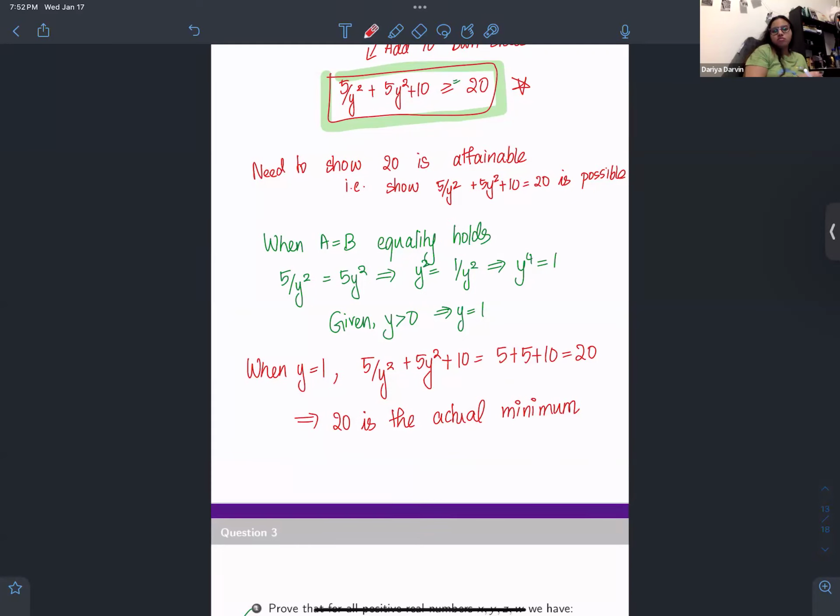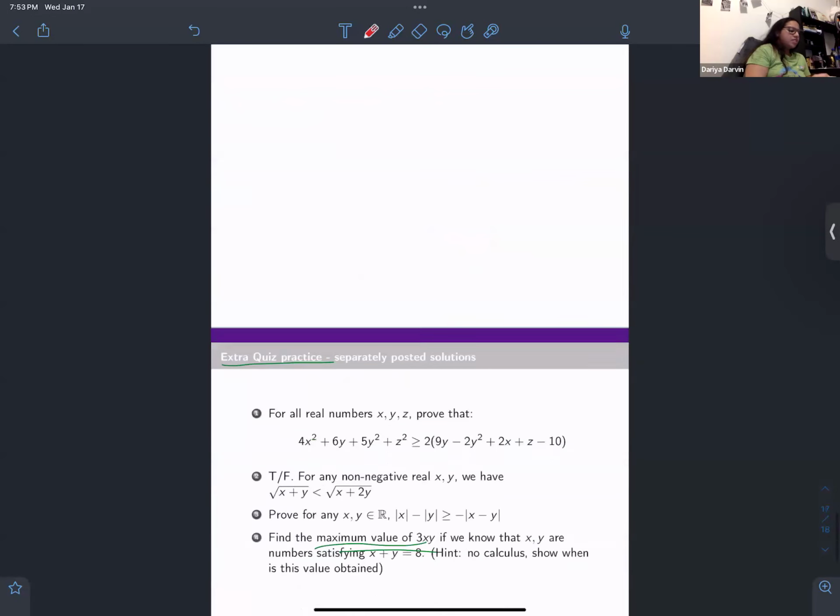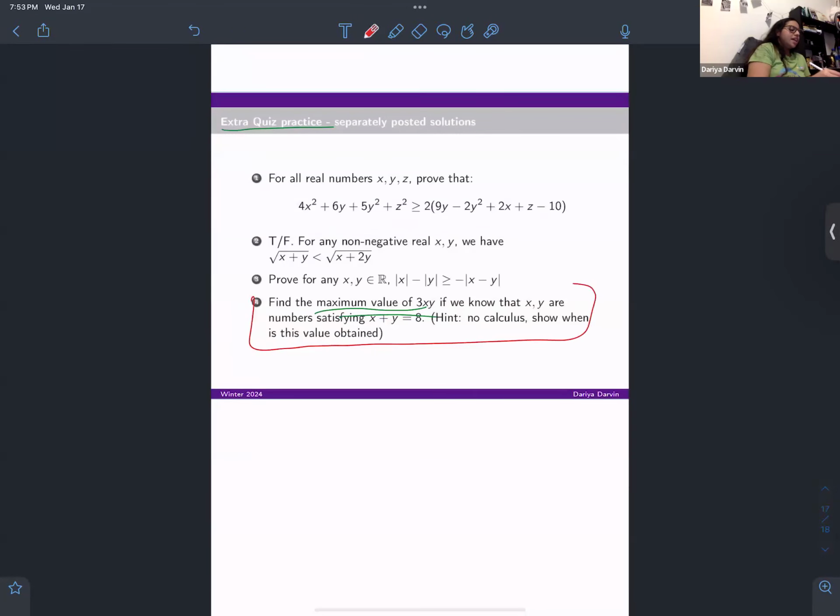Again, you need to do the whole thing to get full marks. And if you want to do more practice for this, the extra practice questions has a slightly different but very similar one, where I'm asking you to find the maximum of a product. Here we found the minimum of a sum. They're very similar but slightly different.